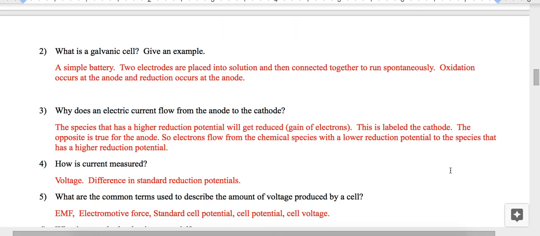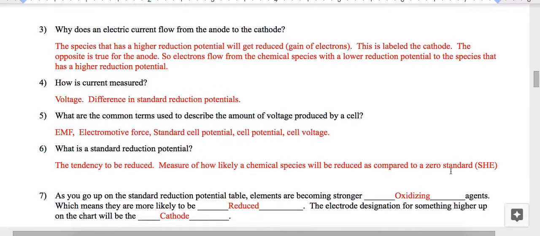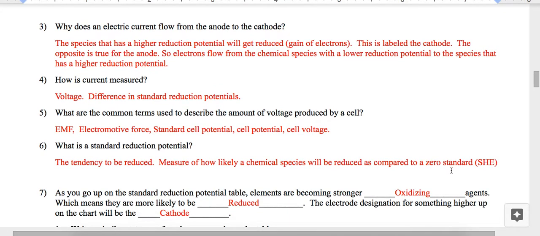Galvanic cell, this is a repeat. Why does the electron current flow from the anode to the cathode? This is also a repeat. The anode is going to be the thing that has the higher potential for electrons to be oxidized, so lost. The cathode is going to be the place where they have a higher potential to be gained. And so they go from the thing that has the greater chance for them to lose to the thing that has the greater chance for them to be gained.